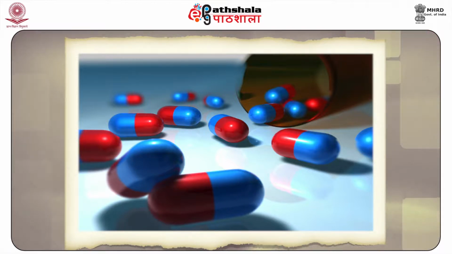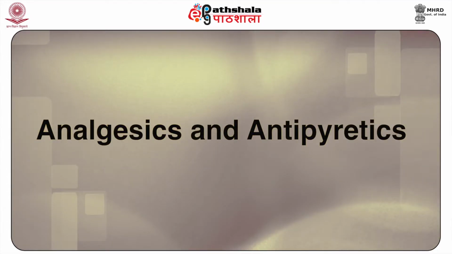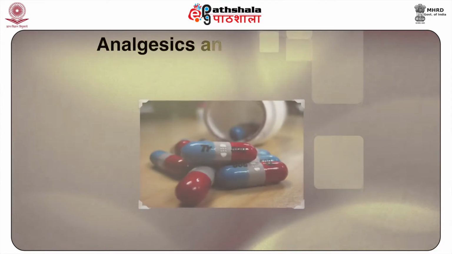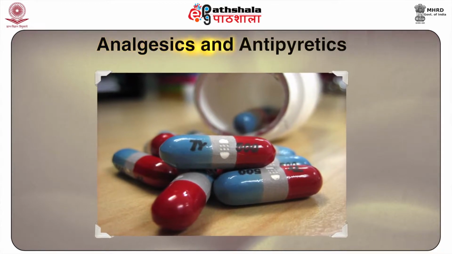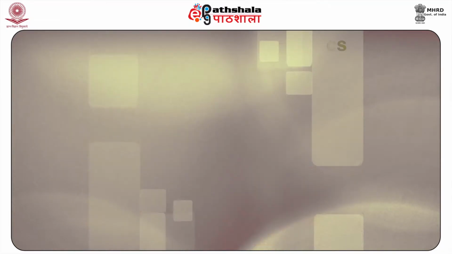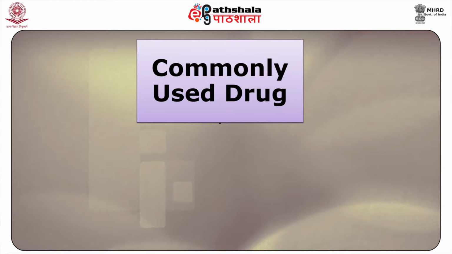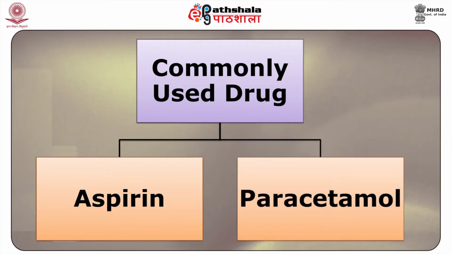The drugs in common therapeutic use may be classified chiefly into the following four categories. First are analgesics and antipyretics. An analgesic is a drug that relieves pain. On the other hand, an antipyretic is a drug that is used to reduce the body temperature. The commonly used drugs in this group are aspirin and paracetamol.